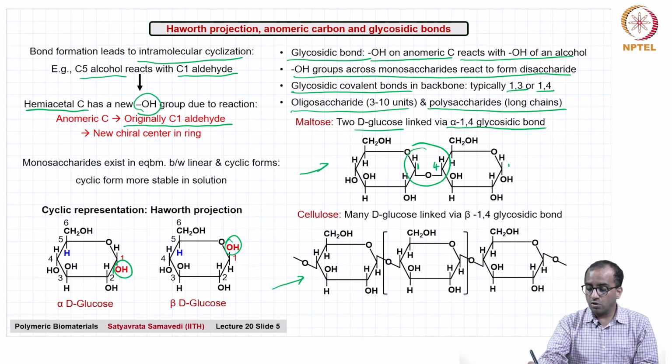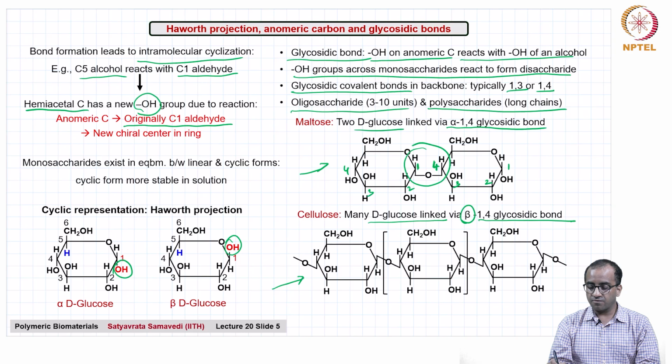So, this would be 1, 2, 3 and 4. This would be 1, 2, 3 and 4. So, it is a 1,4 alpha glycosidic bond. All those details are important when you talk about disaccharides or polysaccharides. And likewise for cellulose, you can see that when you have many D-glucose molecules now linked by the 1,4 glycosidic bond, with the only difference being that it is a beta version, it is a beta anomer.